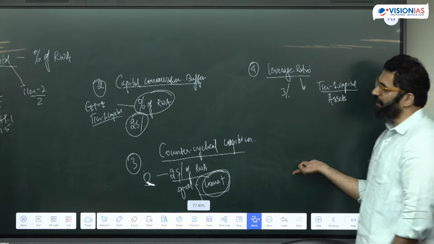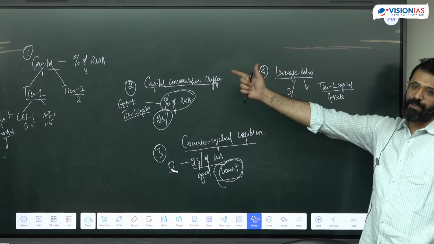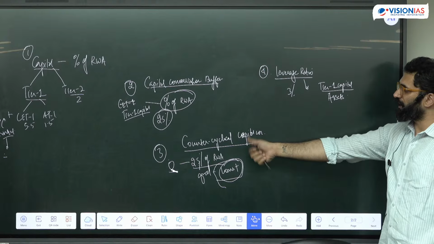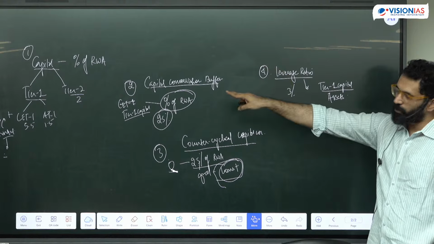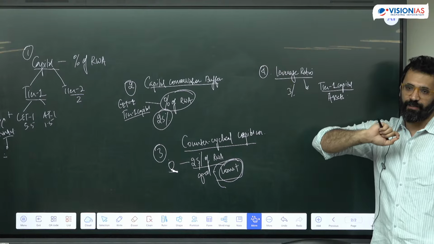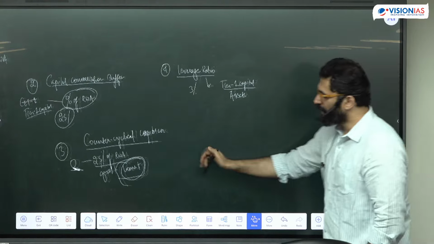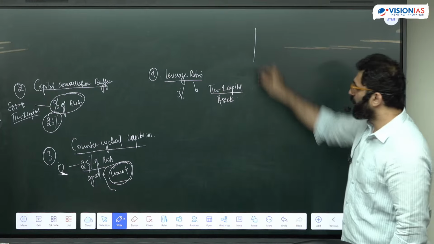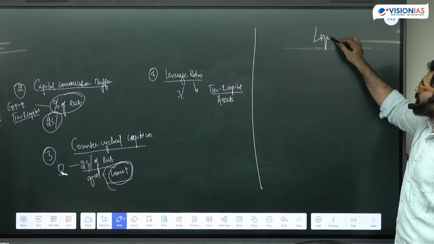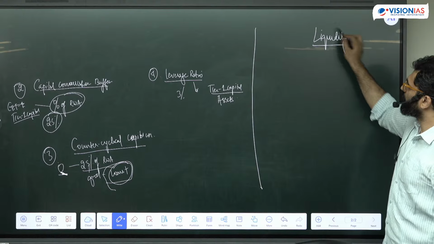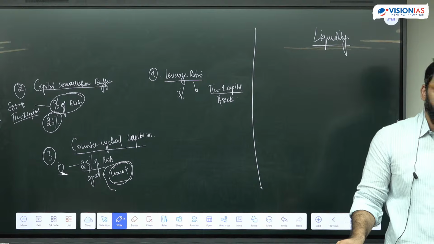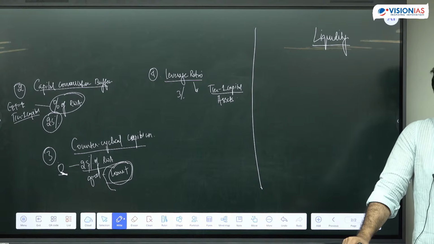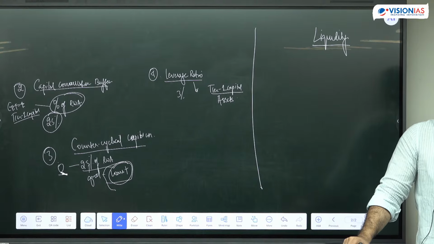Finally, for liquidity, so 4 things: capital adequacy, capital conservation, counter-cyclical and leverage ratio. Leverage ratio and these two capital buffers are used in prompt corrective action also. Beyond that, economies might face the problem of liquidity. What problem of liquidity might they face? When the 2008 financial crisis hit, a lot of banks were short on their liquidity.